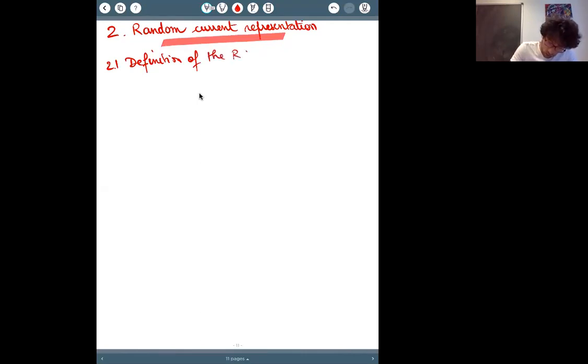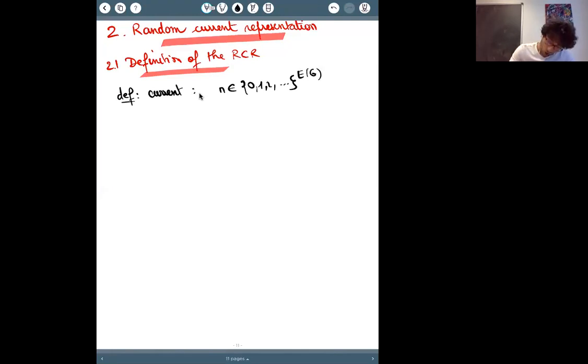Of the random current representation. So there will be a few terms that I'm going to use repeatedly. A current will be nothing but an element of N to the edges of a graph, okay? So you take a graph, a current on this graph is just a function from the edges into the integers. So 0, 1, 2, etc.